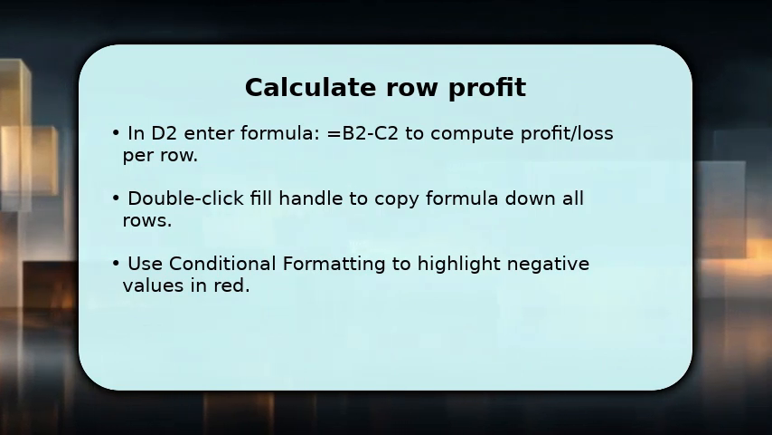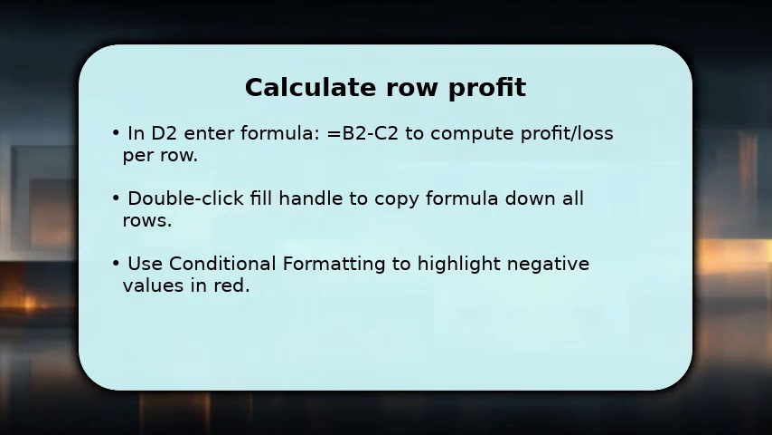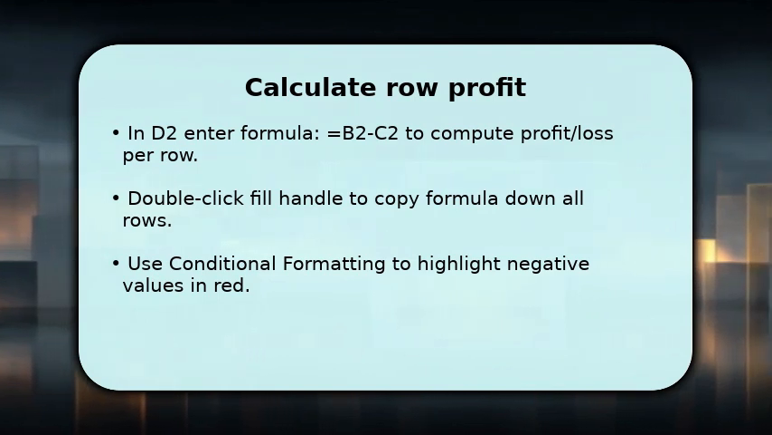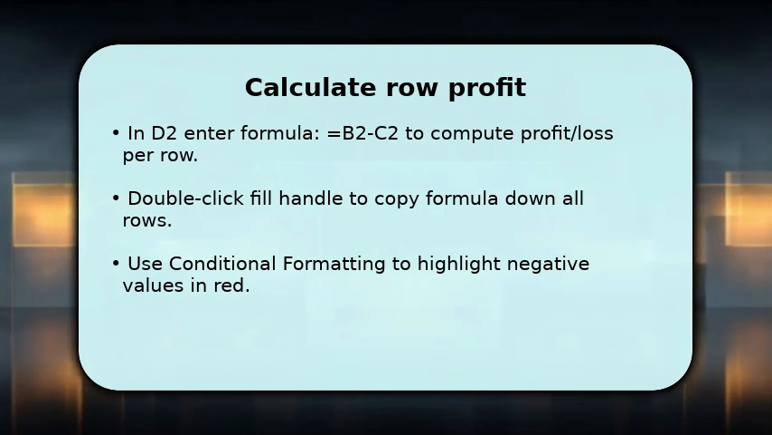Once filled, apply conditional formatting to column D so negatives show in red and positives in green. This visual cue speeds review. If numbers don't match, check for hidden rows or text-formatted cells that break arithmetic.